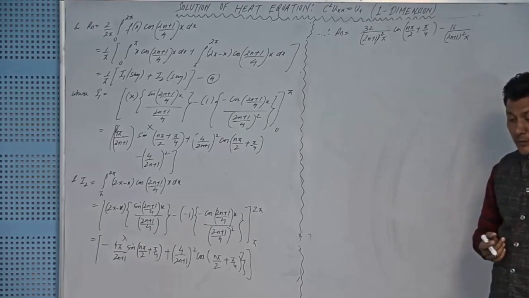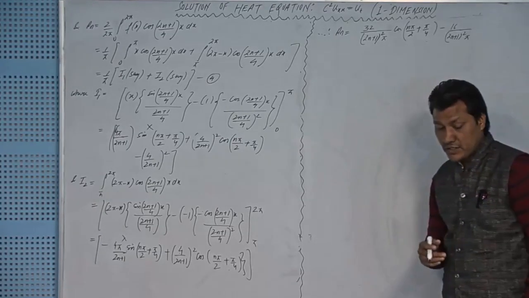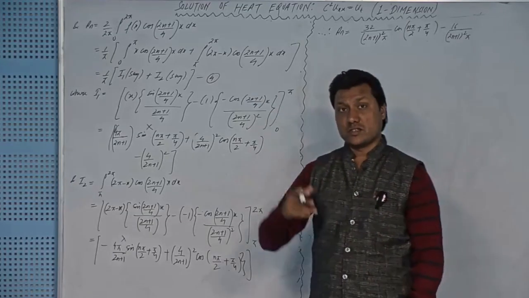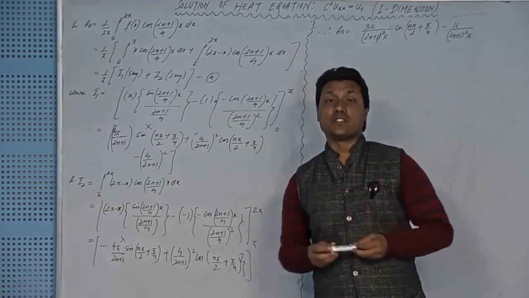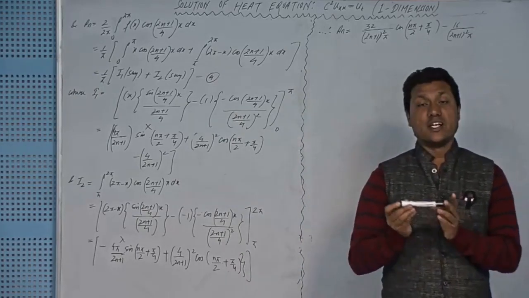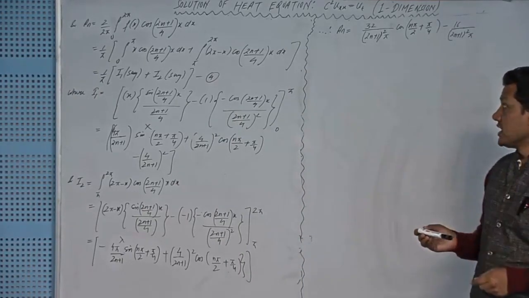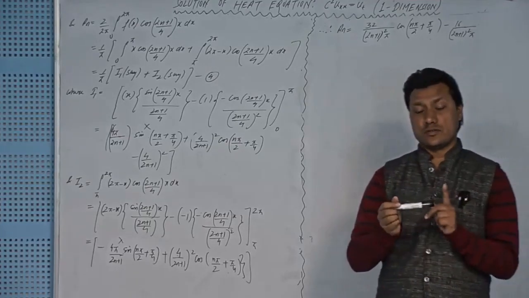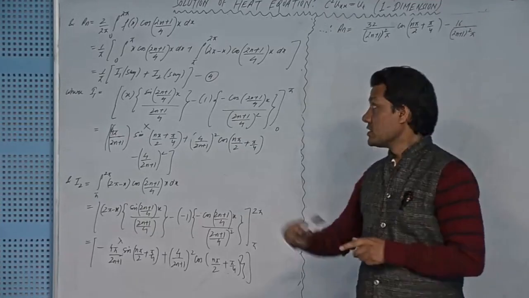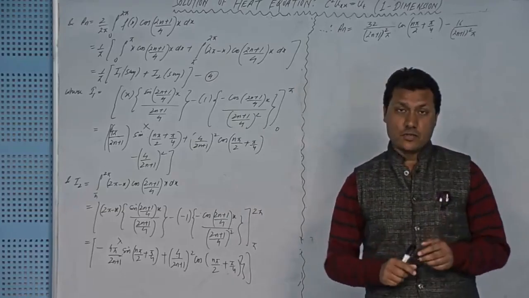So that's it for this video. We have already discussed two cases. One was in the previous video when the ends of the rod were kept at 0 temperature, and for this case both the ends were insulated. However, I have taken one example, last example, when one of the ends was insulated and the other end was at 0 temperature. This is an example for that. That's it for this video.